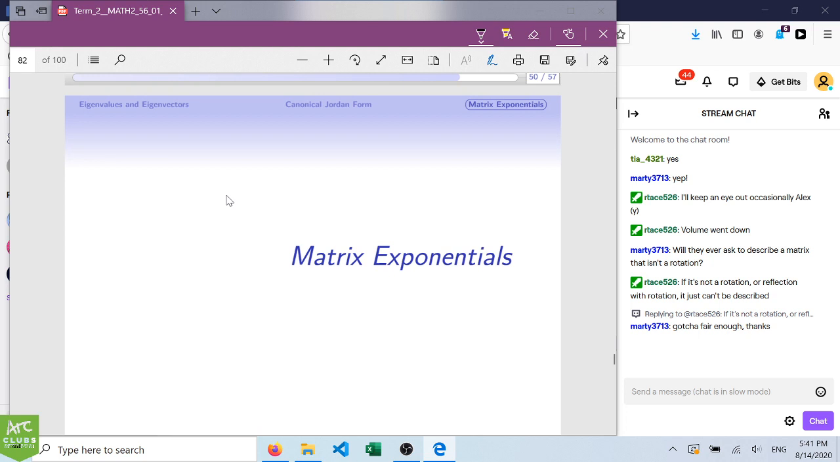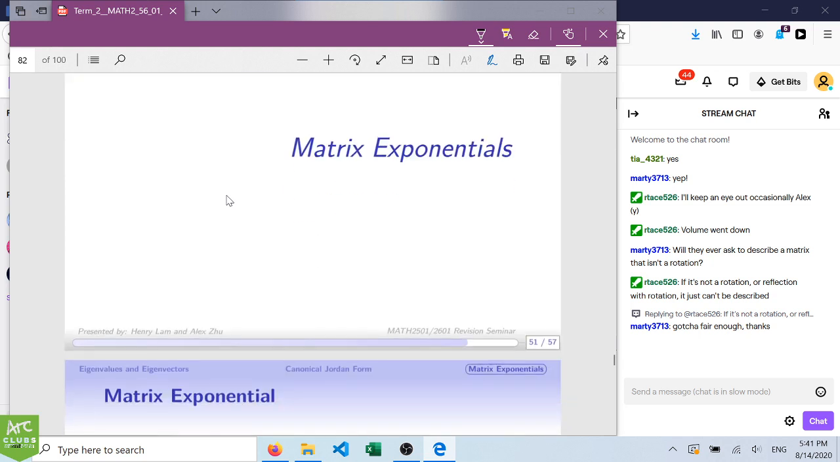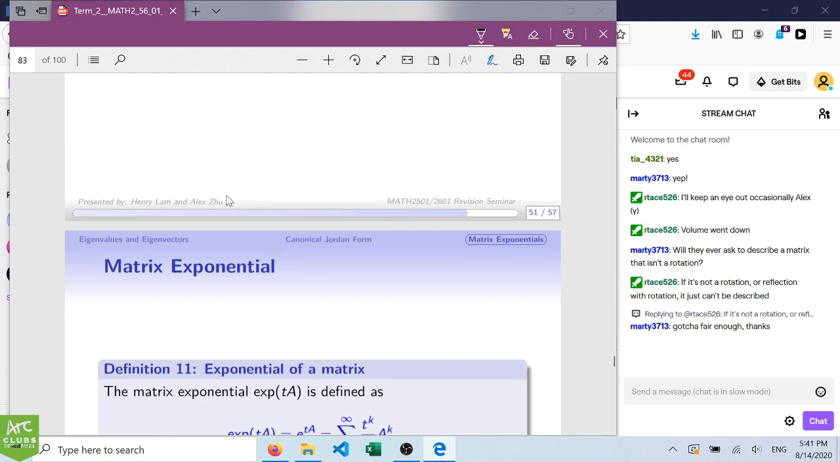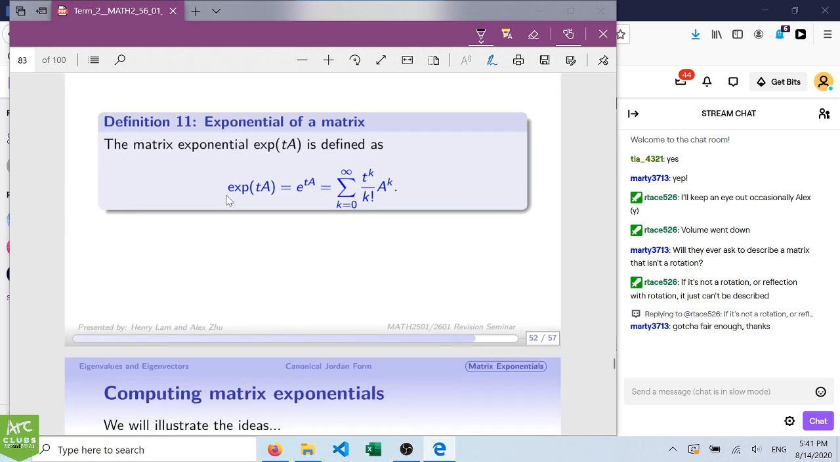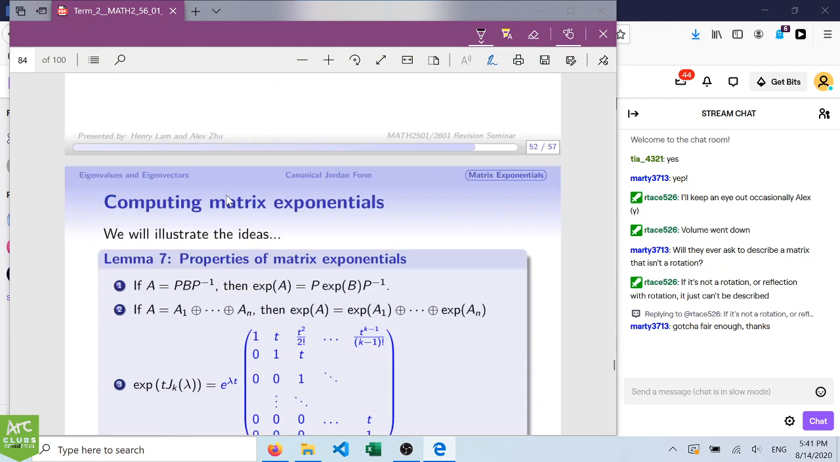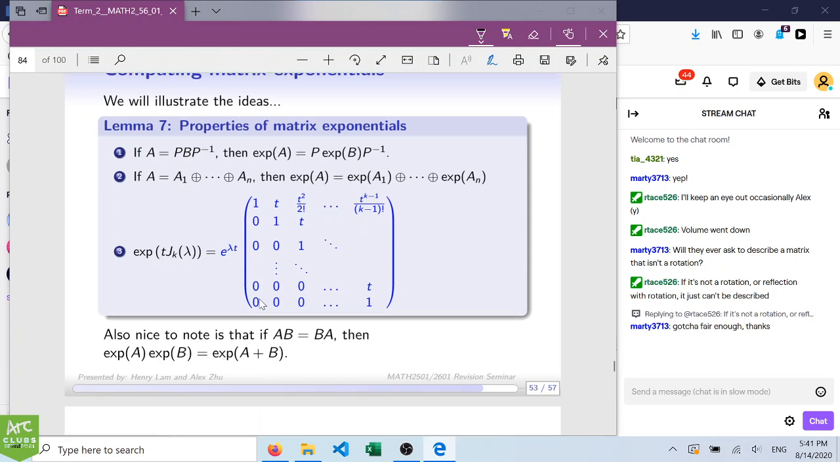All right, finally, we have matrix exponential, which is the final topic. I think for 2501, it was only covered up to like the exponential part. You don't need to solve any homogeneous system of equations, but in 2601, you might have to do that. So I'll cover both, but you're free to not listen if you're doing 2501 towards the last part. Okay, so this part is still in 2501.